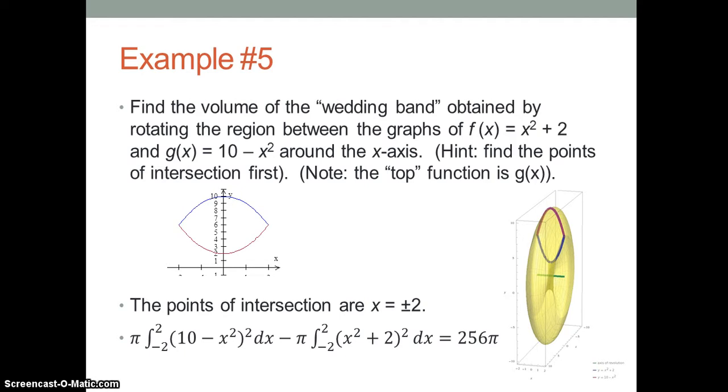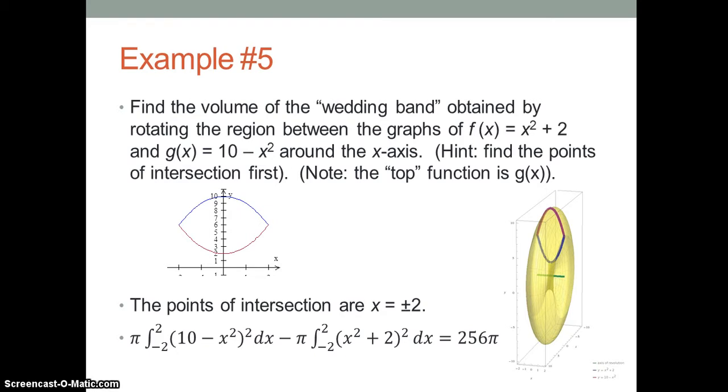Well, I didn't do the work on this slide, but you can set the two functions equal to each other and find x is equal to plus or minus 2 are our points of intersection. And we proceed just like we did on the previous problem. Our outer radius is the 10 minus x squared. It's farthest away from the x-axis. Our inner radius is the x squared plus 2. It's closest to the x-axis and forms the volume that is getting taken out.